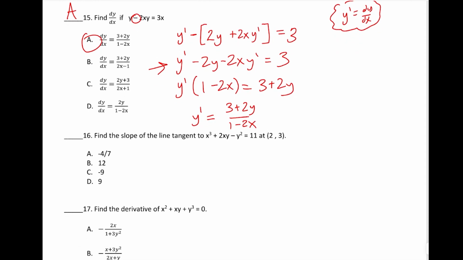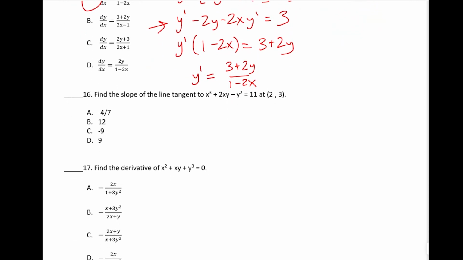Number 16, find the slope of the line tangent at (2, 3). So what we need to do is find the slope. We need to find that y prime, or that dy/dx. So we're going to have to use implicit differentiation, and then we'll substitute in 2 as x and 3 as y. So the derivative of x cubed is 3x squared. You're going to have to use product rule here, but no tricky negatives, so we can just go forward. Business as usual here.